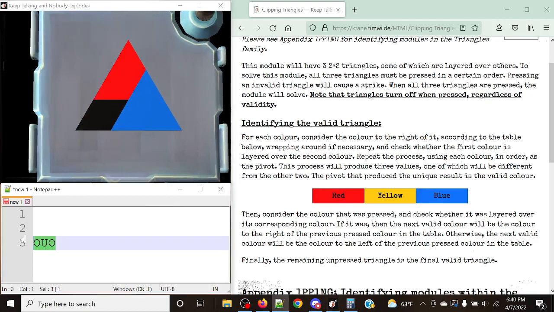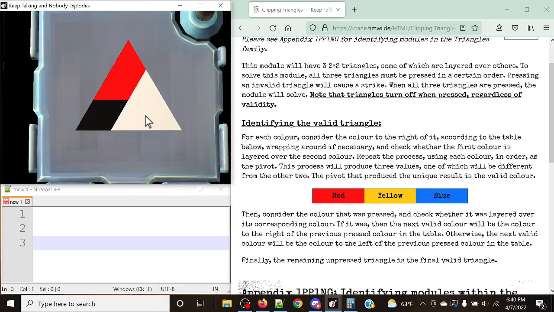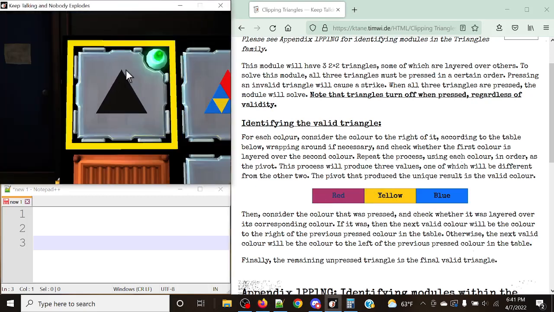That's good. So now, with this in mind, let's take a look. Then consider the color that was pressed and check whether it was layered over its corresponding color. Now, was yellow over its corresponding color? Was yellow over blue? In this case, we always go to the right. Was yellow over blue? No, it was not. Otherwise, the next valid color is the color to the left of the previously pressed color in the table. So now from yellow, we're going to go to the left and press that color instead, which in this case is going to be red. And then we're going to hit blue to finish off, and just like that is a solved module.